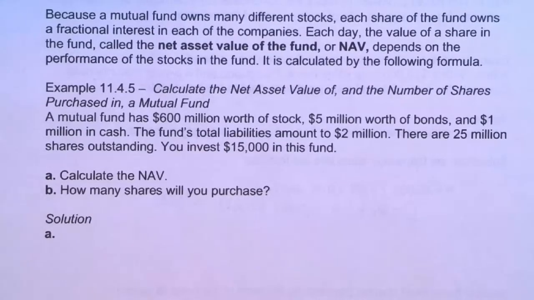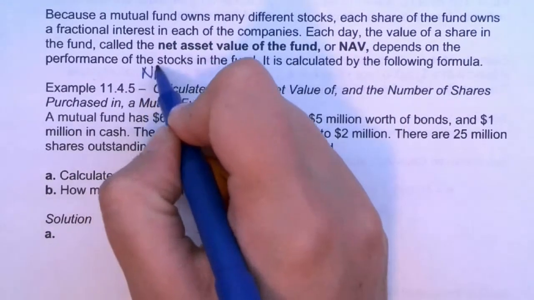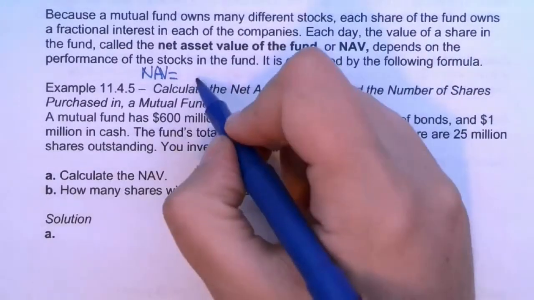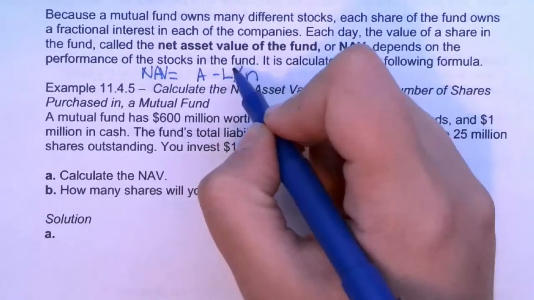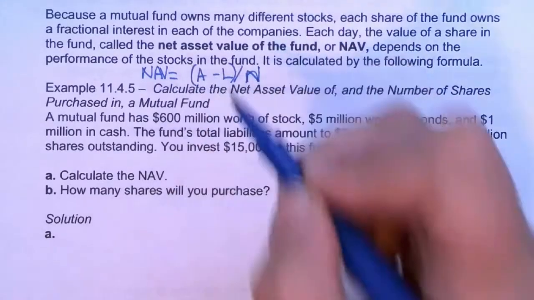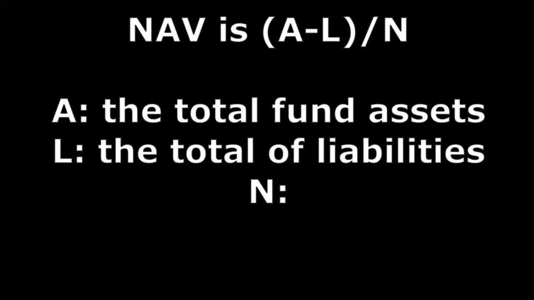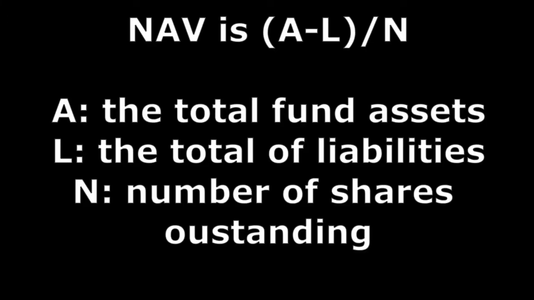So now we turn our attention to mutual funds. Here we have a new formula introduced, and it's called the net asset value of the fund, or the NAV. So the NAV is equal to A minus L divided by N. Okay, so A is the total fund assets, L is the liabilities, and N is the number of shares outstanding.